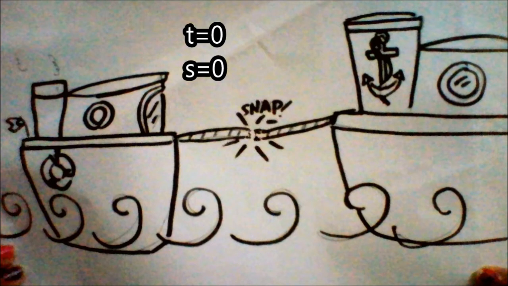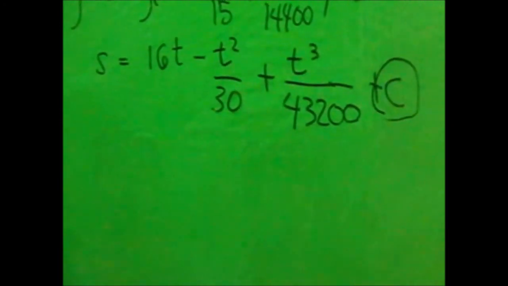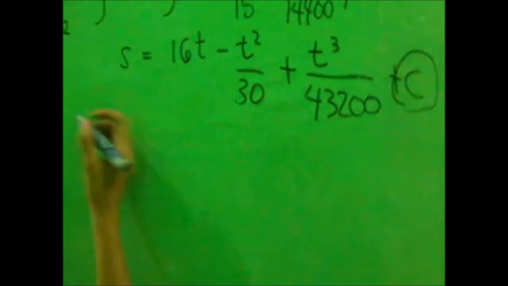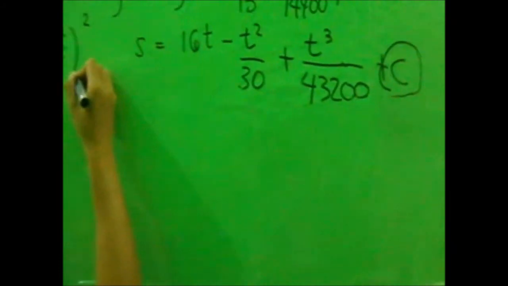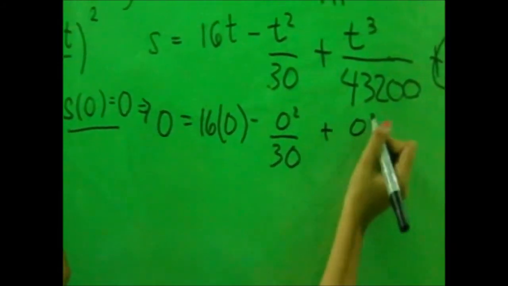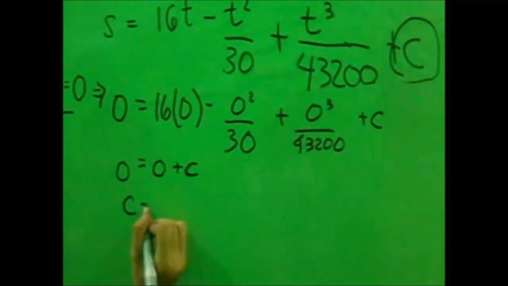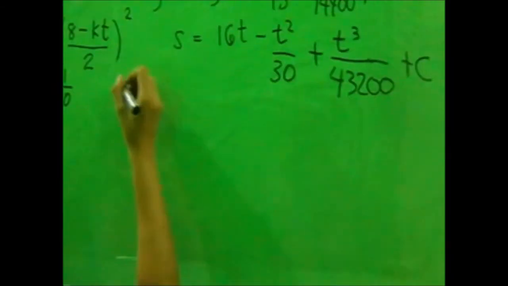The distance to be considered starts at the point where the tow line broke. That is, at time 0 seconds, the distance traveled is also 0. Substitute 0 to s to find the value of c. So, c is equal to 0.